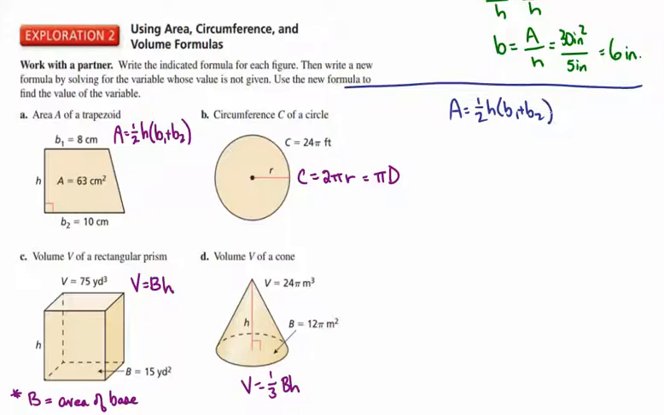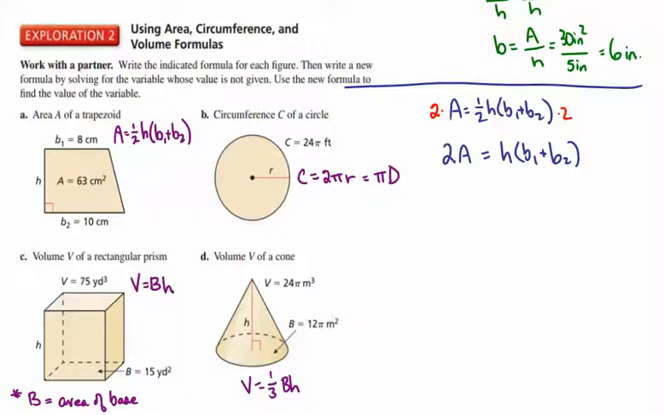The first thing that I want to do here is to get rid of that 1/2, and I can get rid of a half by multiplying by its reciprocal, which is 2. So I'm going to multiply both sides by 2. When we do that, the half times 2 is just 1. That cancels out. We get h times b1 plus b2.